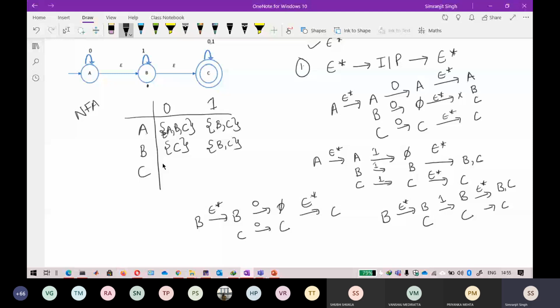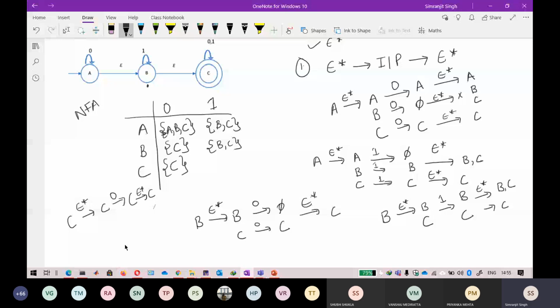So take the epsilon closure of C. Okay, so it will be C. After that, I think there is no input of epsilon on C, so it will be only C. After that, the input is 0. So on 0, it is staying at C. Then take the epsilon closure of C, which is C itself. So here, the input is C only.